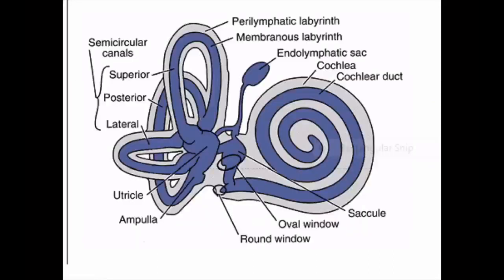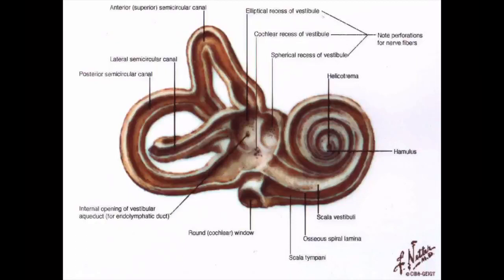This again is showing both the bony labyrinth and the membranous labyrinth with all the canals. Again a cut section showing the bony labyrinth and the membranous labyrinth. So the whole structure of the internal ear is seen in this diagram.